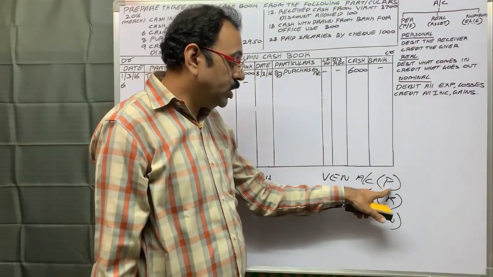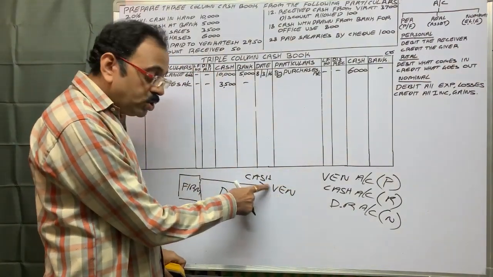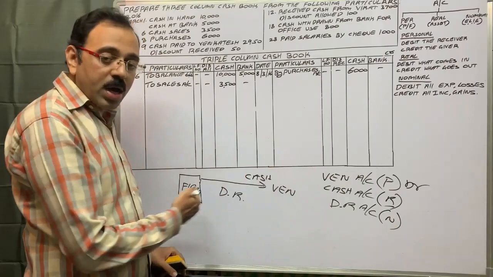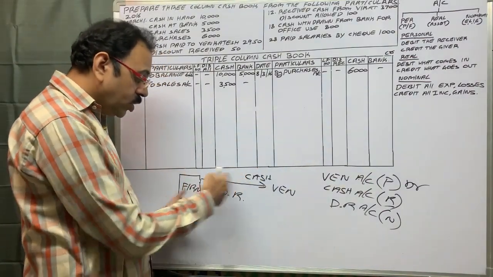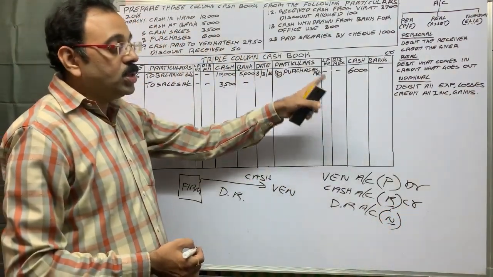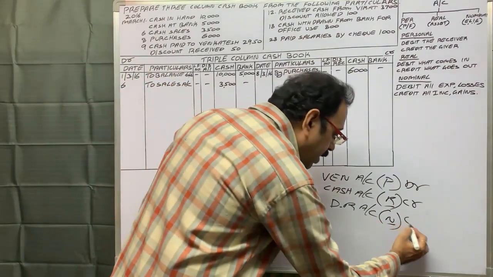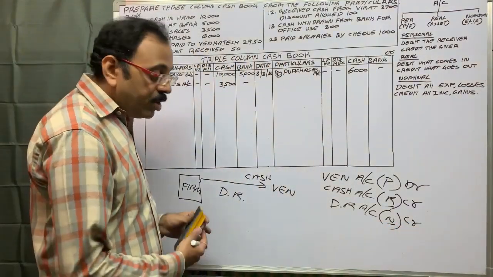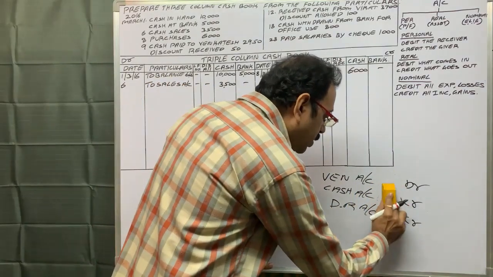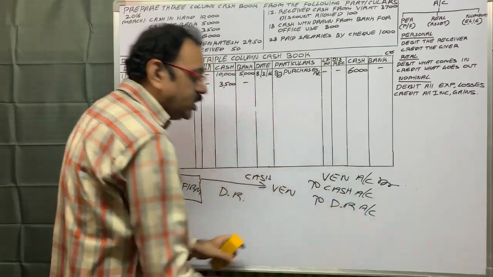Then apply the rules. Personal account, debit the receiver, credit the giver. Here Venkatesh is receiving cash, so Venkatesh is a receiver. Debit him. Real account rule, debit what comes in, credit what goes out. Now cash is going from the firm, then credit it. Nominal account rule, debit all expenses, losses, credit all incomes and gains. Discount received is a gain to us, therefore credit it. So final entry will be Venkatesh account debtor to cash, to discount received.